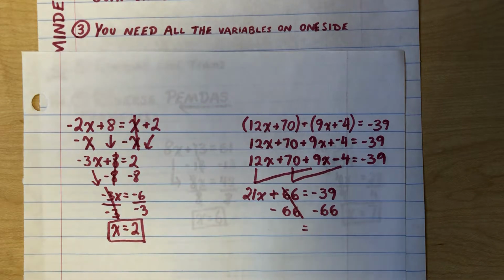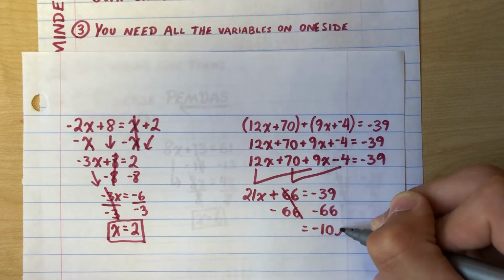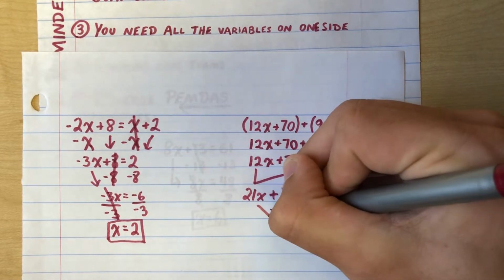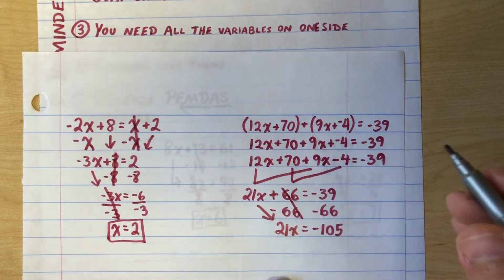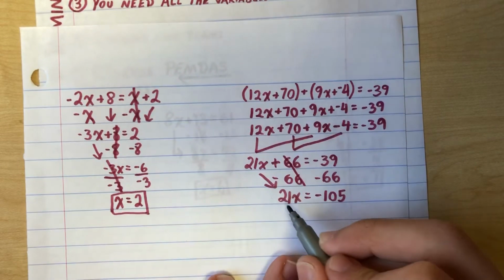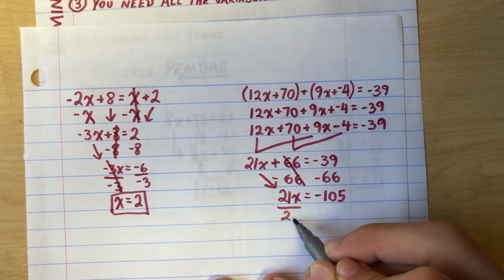-39 minus 66 will be -105. And then over here you have this 21x coming down. So you have this, and then you're going to divide. To take care of the multiplication by 21, you're going to do the opposite, which is division by 21.